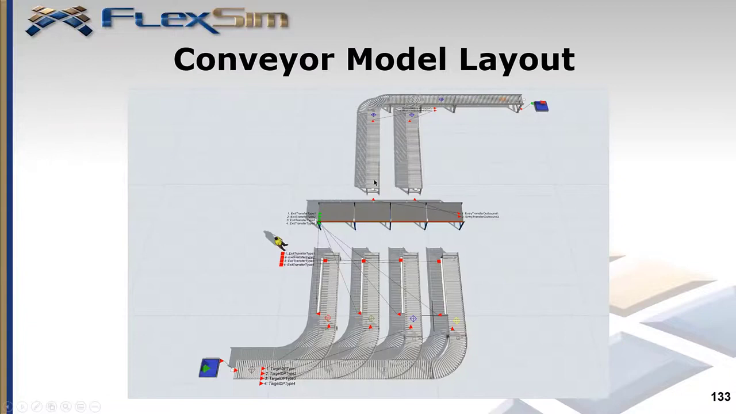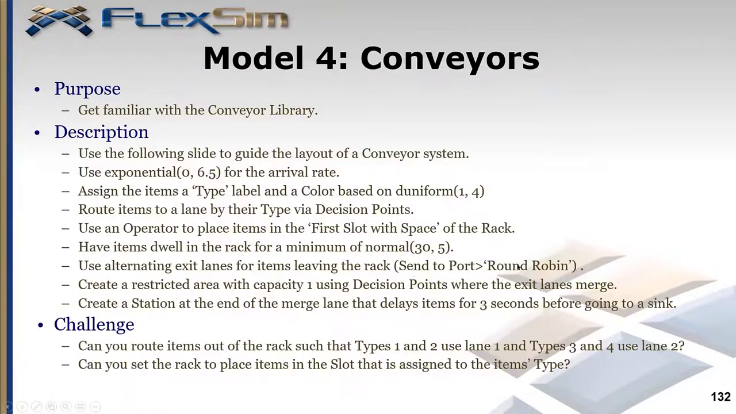And then we have 2 exit lanes of conveyors where we want the rack to alternate use of those lanes. So like the first flow item will use lane 1, second flow item lane 2, third flow item lane 1. And we can accomplish that by using the round robin rule found under the send to port option of the rack.